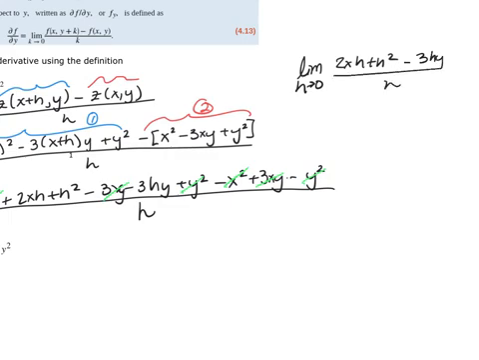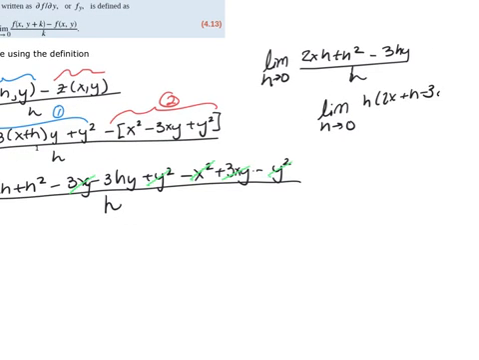Here's a check. At this point, I should have every single term with an h attached to it as part of the factor. If I don't, I must have made a mistake somewhere, because the next step is I'm going to go ahead and factor out an h in the numerator, leaving me 2x plus h minus 3y, divided by h. So I end up with, as h goes to 0, just 2x minus 3y.